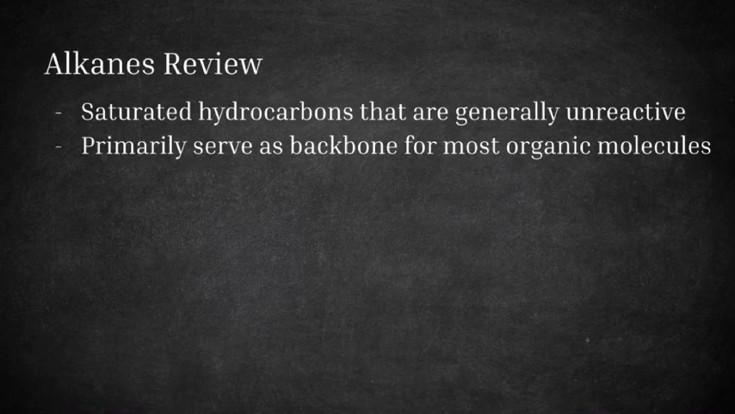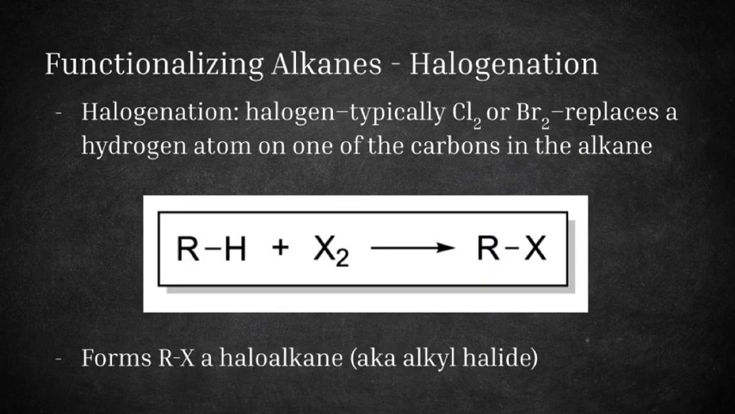Up until now, we've discussed alkanes as saturated hydrocarbons that are generally unreactive and primarily serve as the backbone for most organic molecules. It turns out we can functionalize alkanes through halogenation, where a halogen, typically chlorine or bromine, replaces a hydrogen atom on one of the carbons in the alkane, forming a haloalkane, also known as an alkyl halide.